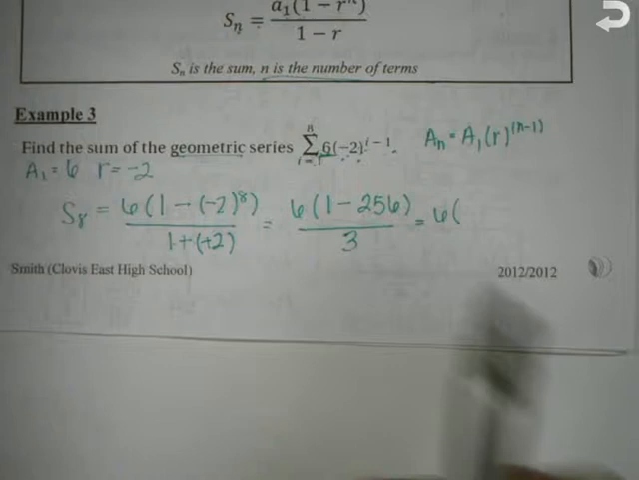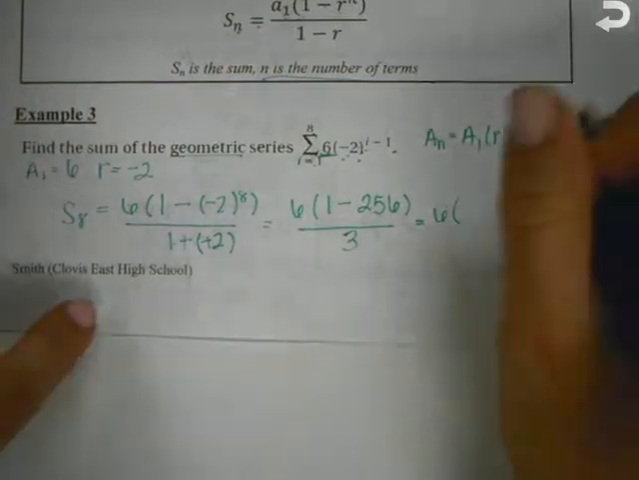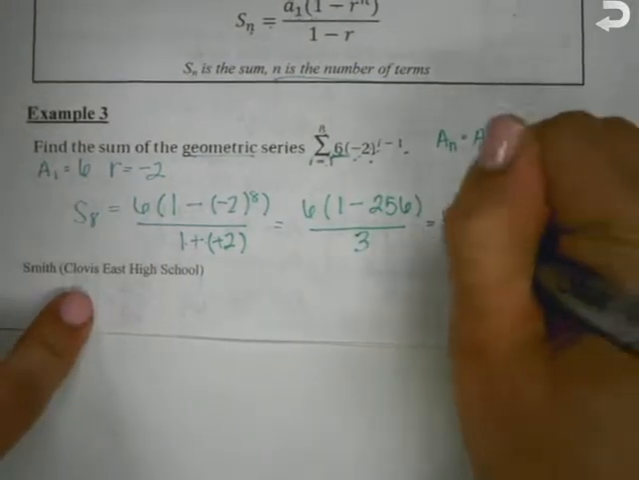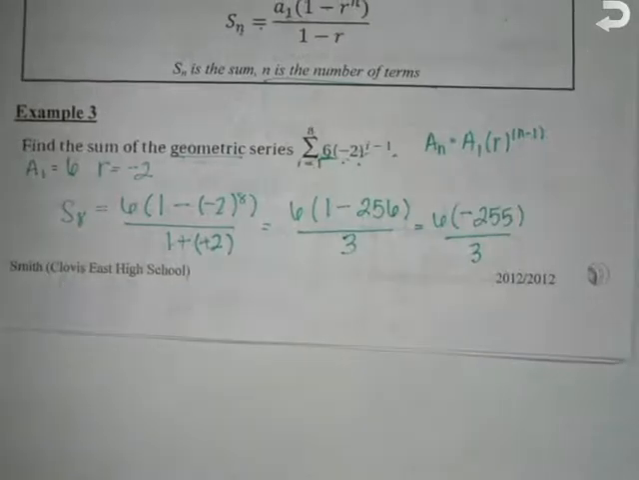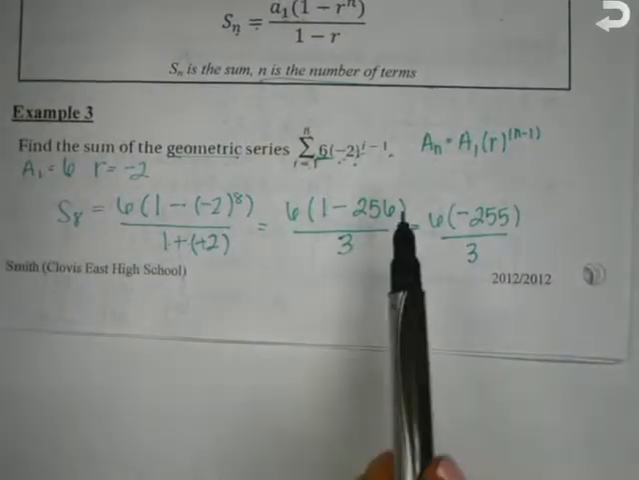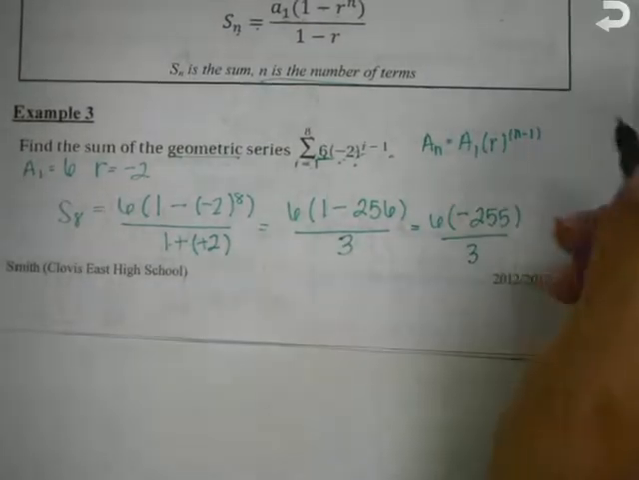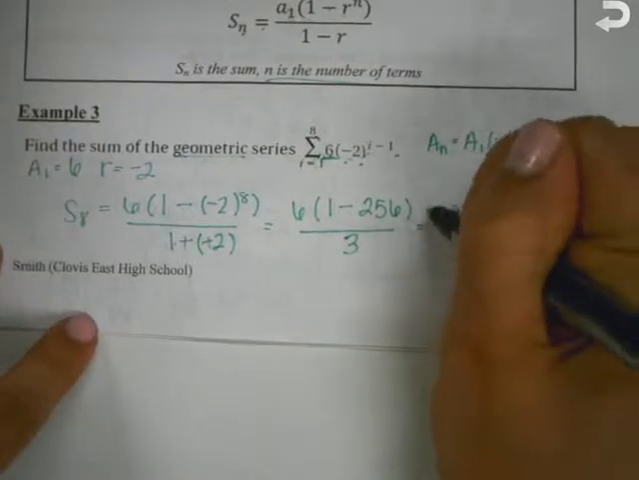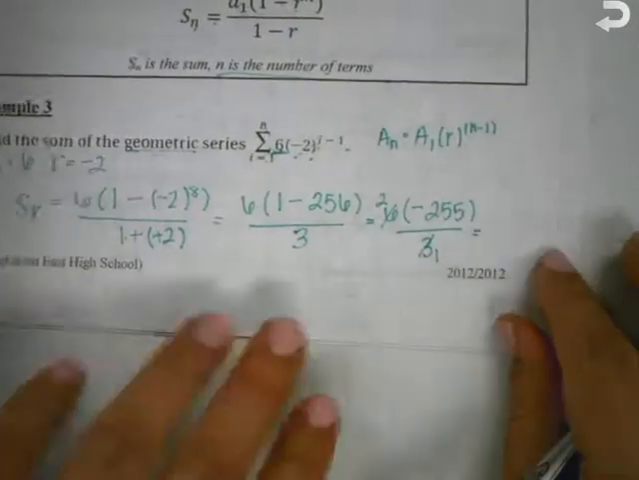So my sum is going to be negative 2 times 255, which is negative 510. So much easier than arithmetic, right? A lot less work.